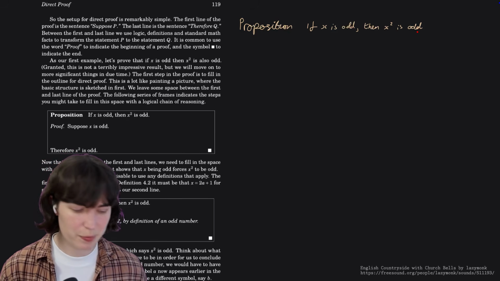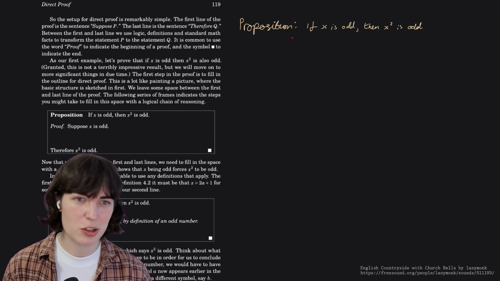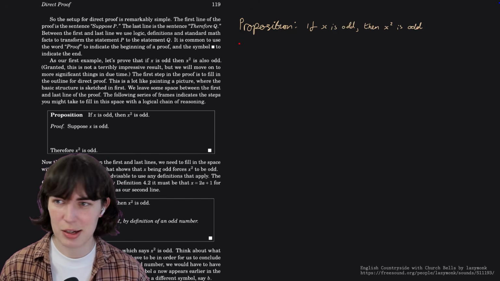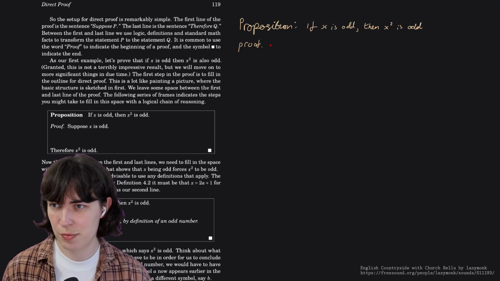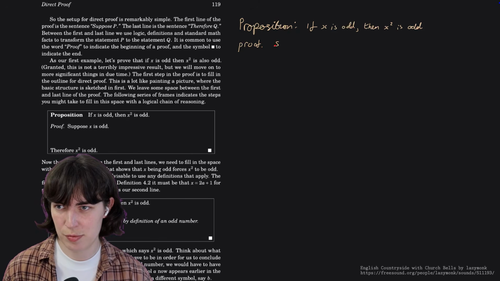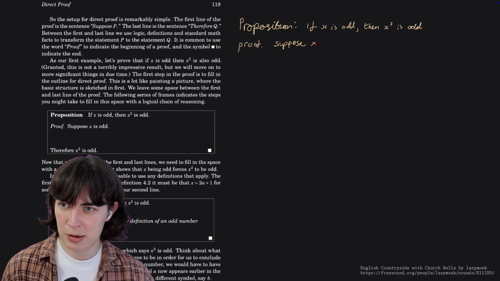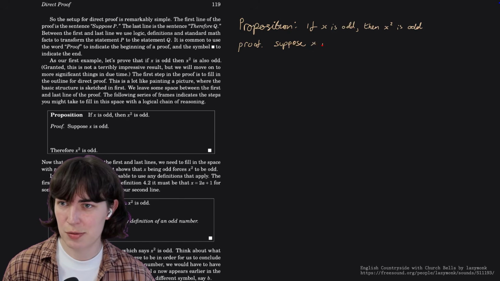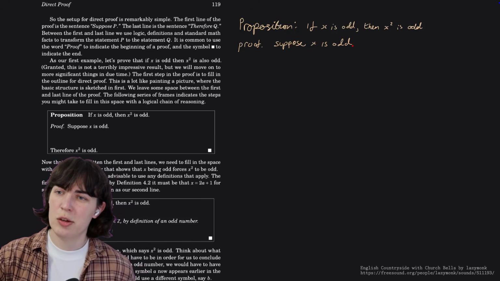Okay, proposition. If x is odd, then x squared is odd. And then I guess we write this. So we suppose x is odd, right?